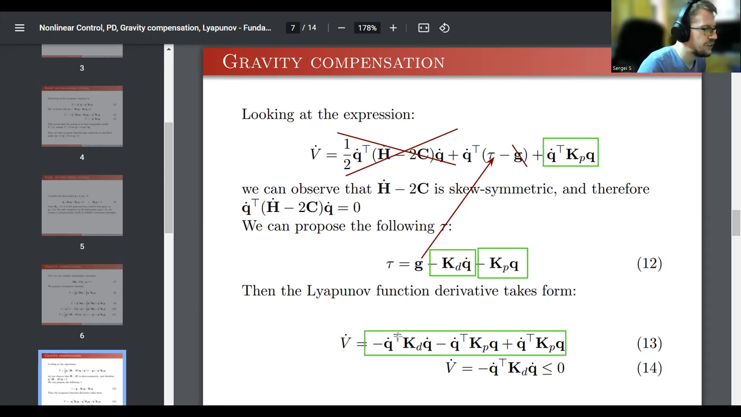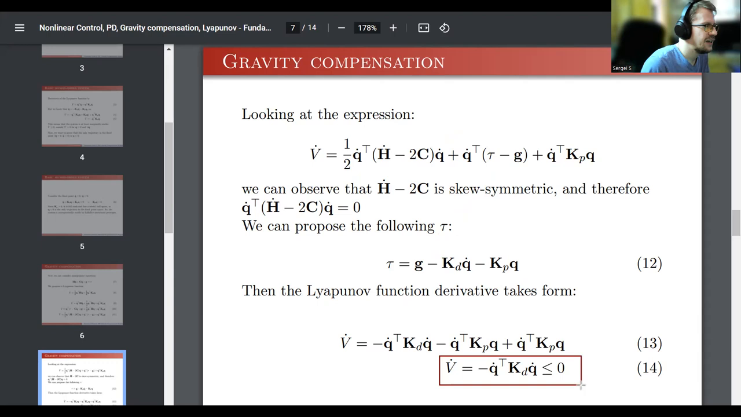So what we'll see is the quadratic form minus q dot kd q dot, very similar to last time. And kp appears twice, once with a minus sign, once with a plus sign. So they will go away. So this, let me just erase. So this whole part goes away. And what we have, finally, is the same expression as before. Minus kd multiplied by q dot on both sides, which is a negative semi-definite form. So it is a non-positive function.